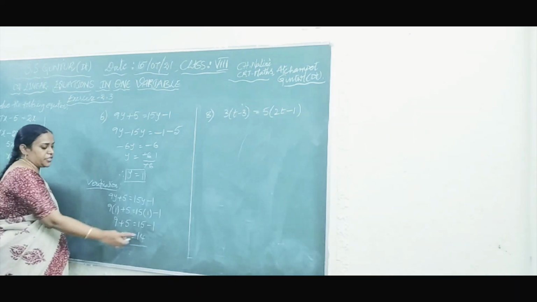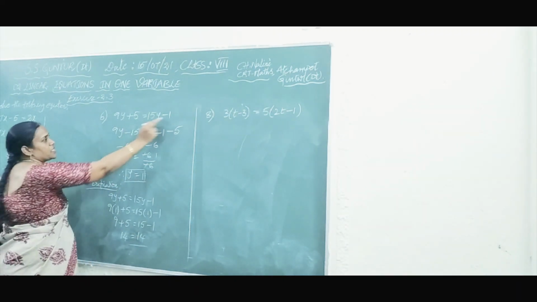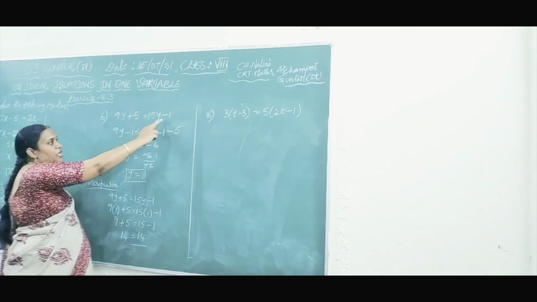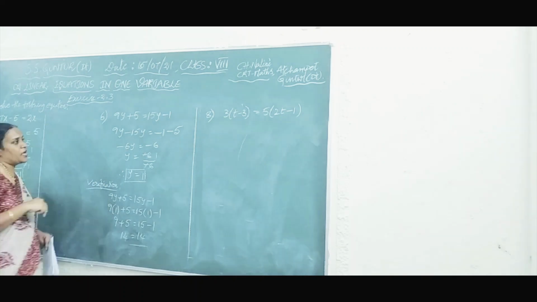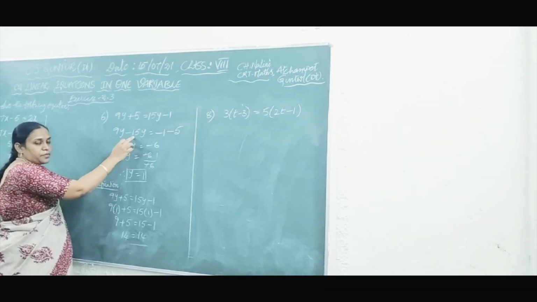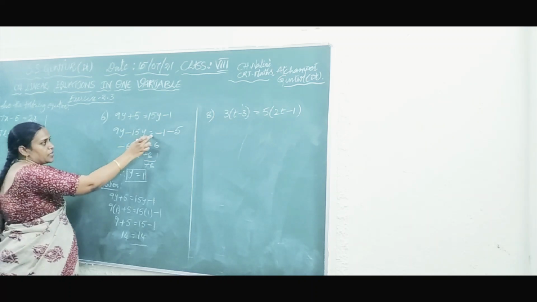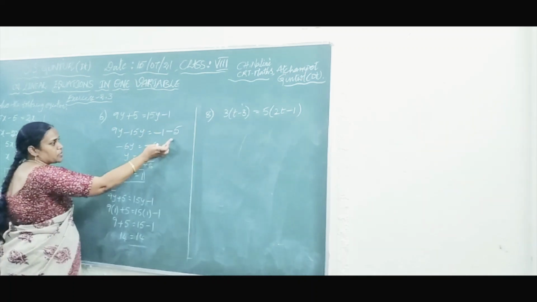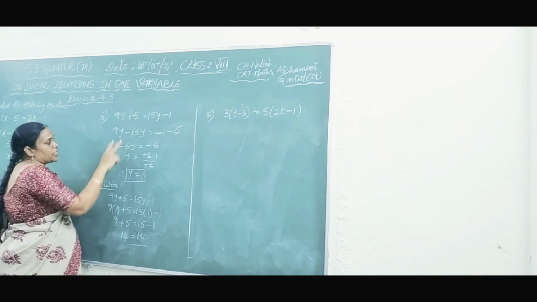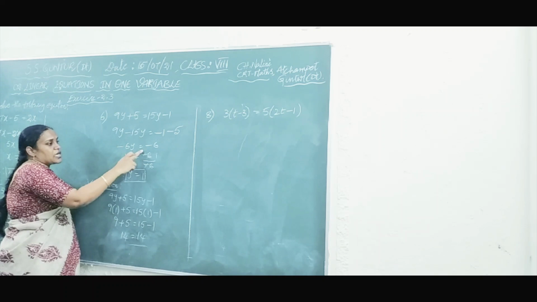So this is the solution of this equation. Now see again, 9y plus 5 is equal to 15y minus 1. Transpose 15y to this side: 9y minus 15y is equal to minus 1, and transpose 5 to this side: minus 5. Subtract these two, we get minus 6y is equal to minus 6.